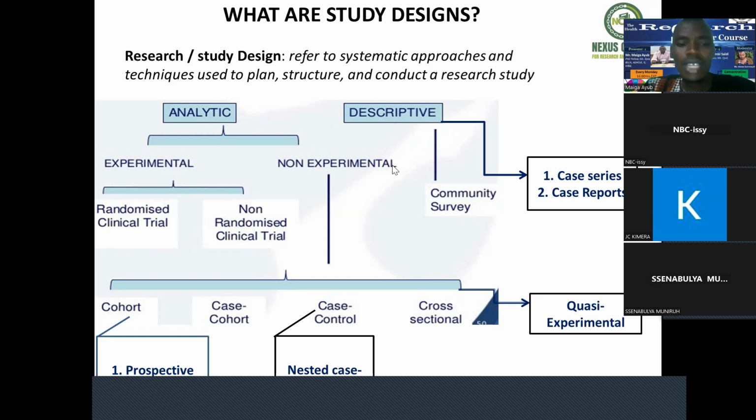And then we have what we call the non-experimental, where we have the cohort study. Cohort studies can either be retrospective or prospective. We have what we call the case cohort. You will also get to know those today. We also have the case control, and under case control there is one called the nested case control. We have cross-sectionals, still under non-experimental and analytic studies. We also have the quasi-experimental, which are also non-experimental analytic study designs.